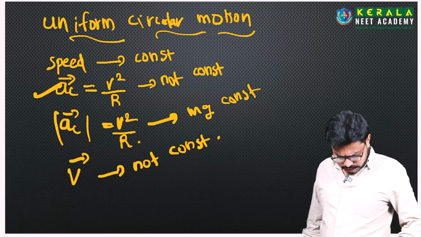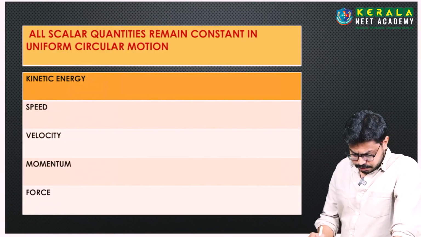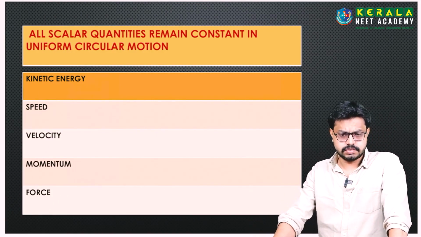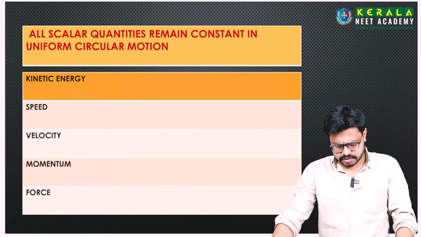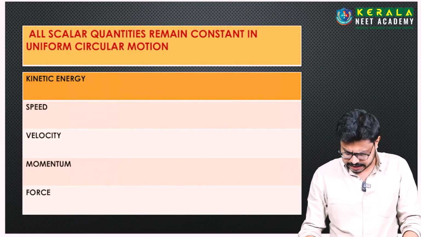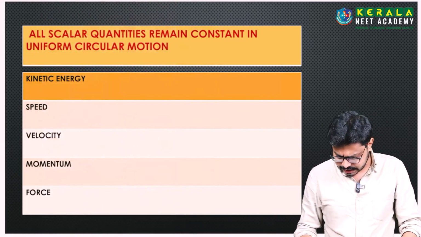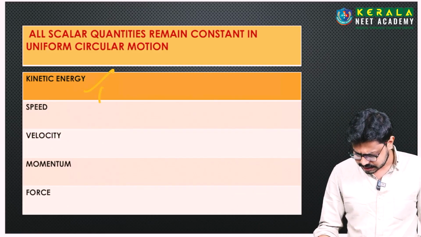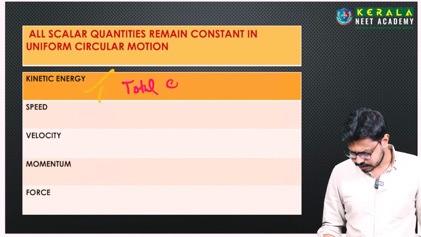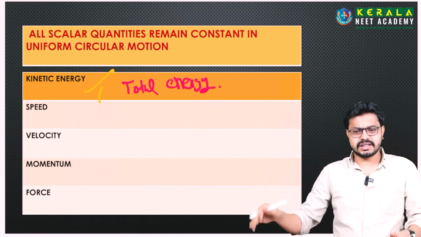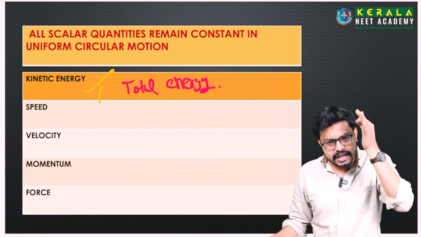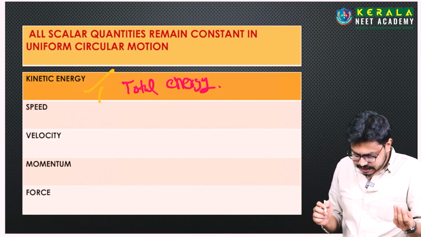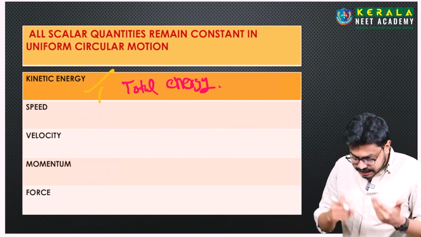So I am giving some points here. All the scalar quantities remain constant in uniform circular motion. Is it correct or not? You think. Kinetic energy. What do you mean by kinetic energy? Very basic equation. What is kinetic energy? Half mv square. If you take any energy, kinetic energy or total energy, anything, energy is a scalar quantity. We are not considering any direction for that. So energy in a uniform circular motion, kinetic energy, is constant.